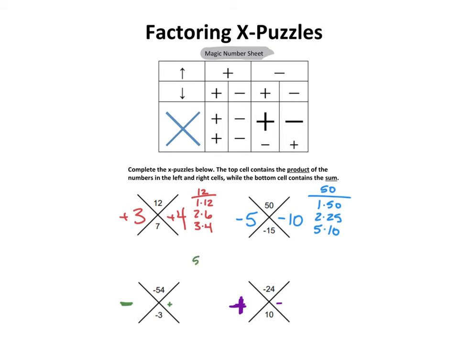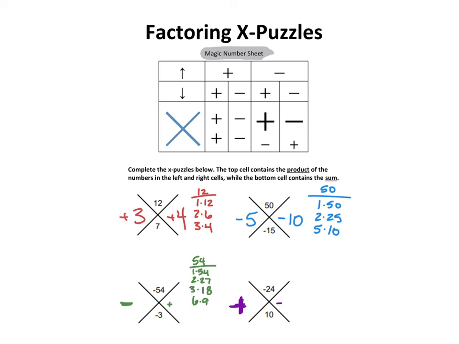If you write down the factors of 54, again, don't worry about it being negative. You have 1 times 54, 2 times 27, 3 times 18, 4 doesn't go, 5 doesn't go, and then also 6 times 9. Those are all of the numbers that would multiply to 54.